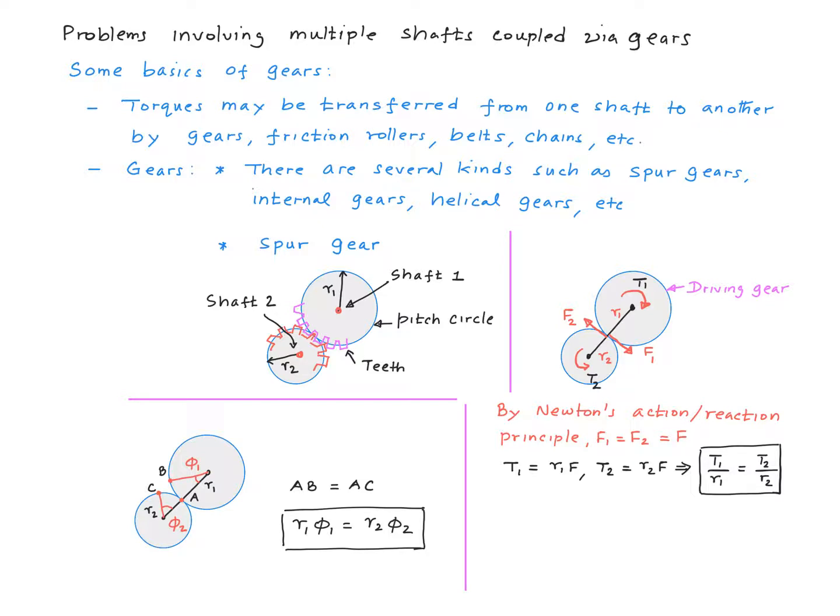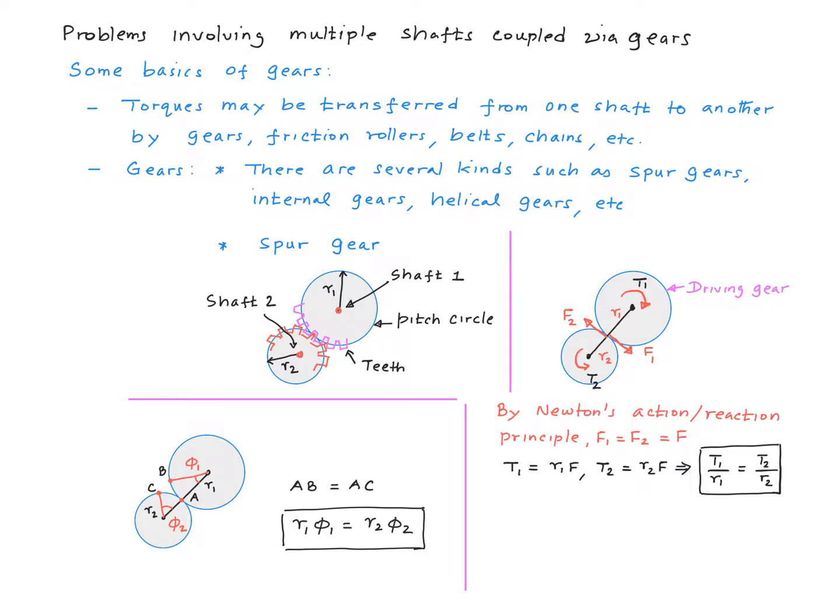First, a relationship among the torques, forces, and the radii. So for that, let's focus on this picture right here. Say there's a torque T1 applied on the driving gear. This leads to the development of contact forces, F1 on the driving gear and F2 on the driven gear. The directions of these contact forces are tangent to the circles. By Newton's third law, which is the action-reaction law, F1 and F2 must be equal to each other in magnitude.